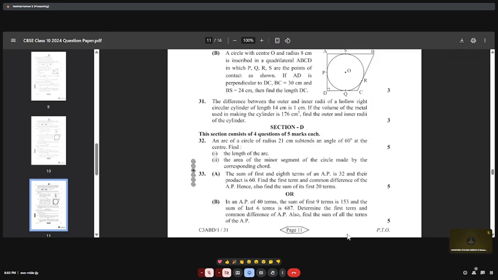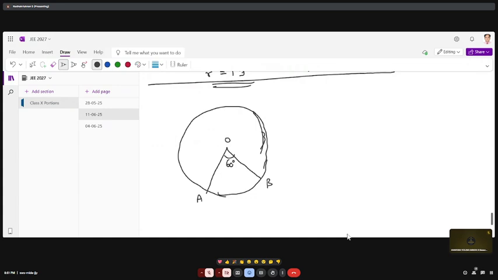There is a circle. Center is an arc. The R is given as 21. So what is the length of the arc AB?